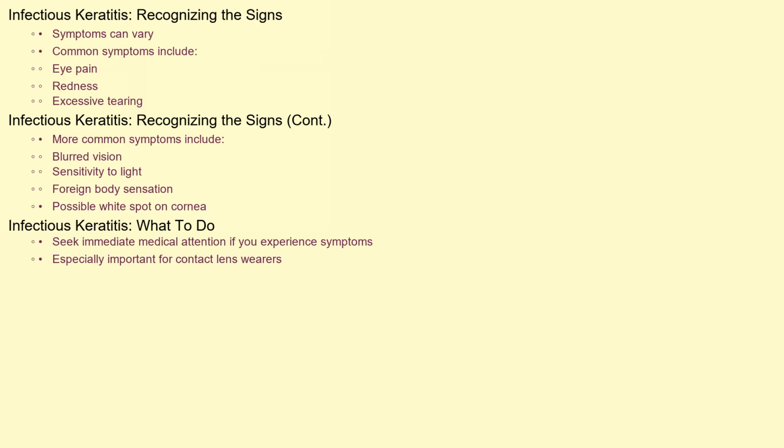What are the telltale signs of infectious keratitis? Symptoms can vary, but common ones include eye pain, redness, excessive tearing, blurred vision, sensitivity to light, and a feeling like something is in your eye. You might also notice a white spot on your cornea. If you experience any of these symptoms, especially if you wear contact lenses, seek immediate medical attention from an eye care professional.